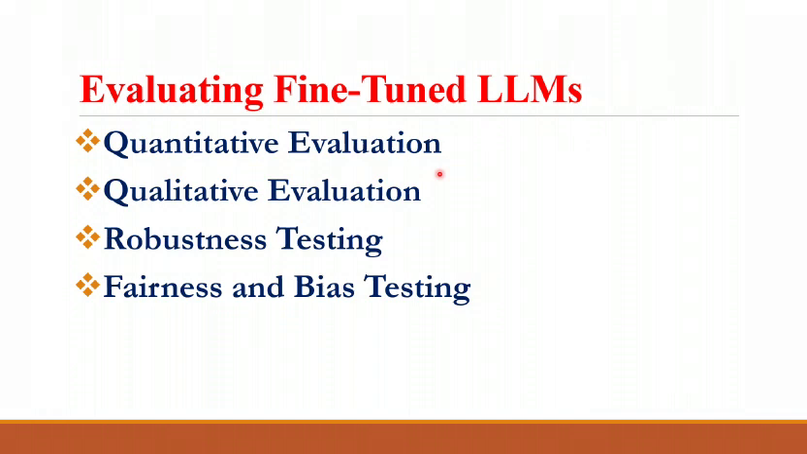Then next is qualitative evaluation. Here manual review by domain experts is done to check creativity, relevance, and fluency. Then A/B testing is done on sample use cases, and user studies are used to measure satisfaction on the real task. Then robustness testing, where stress tests with adversarial examples and edge cases are used.